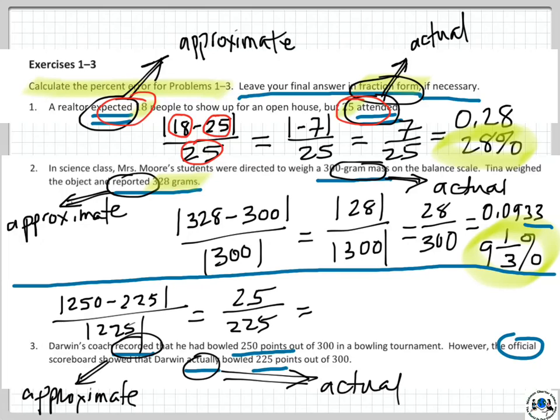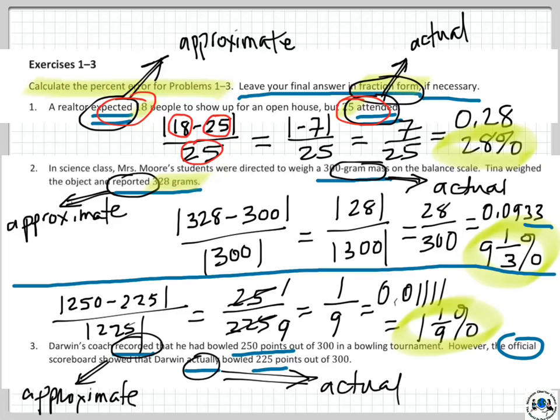Absolute value of 250 minus 225 over 225 gives us 25 divided by 225, which I made into a fraction because I saw the relationship right there. 25 goes into 225 9 times, so I know that is 1/9. What's interesting about 1/9 is that it gives you a bunch of ones after the 0 there: 0.011111111, which gives us 1 1/9%.